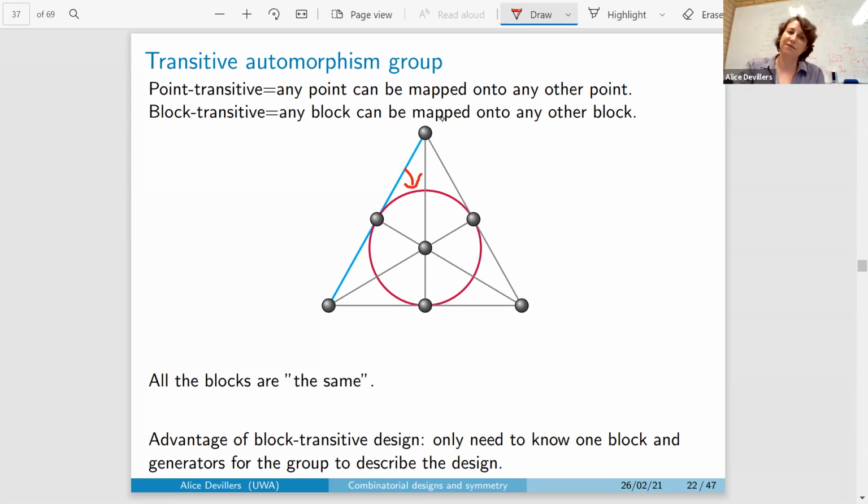We like block transitive designs because there's a big advantage. Instead of having to give a big matrix of data to define the design, all you need is one block and generators for the automorphism group, and then that's it. You've described your design. So you need a lot less information to describe the design if it's block transitive. So that's why block transitive is interesting.